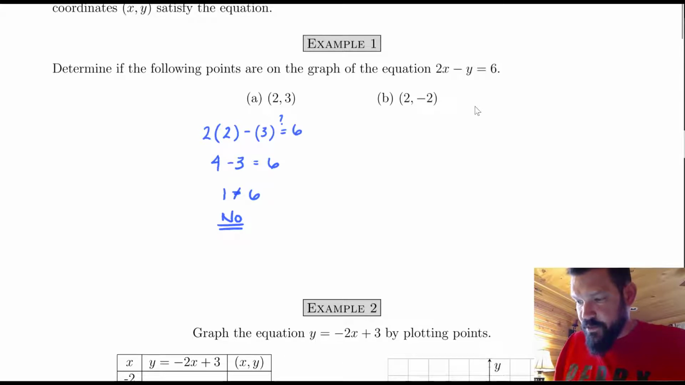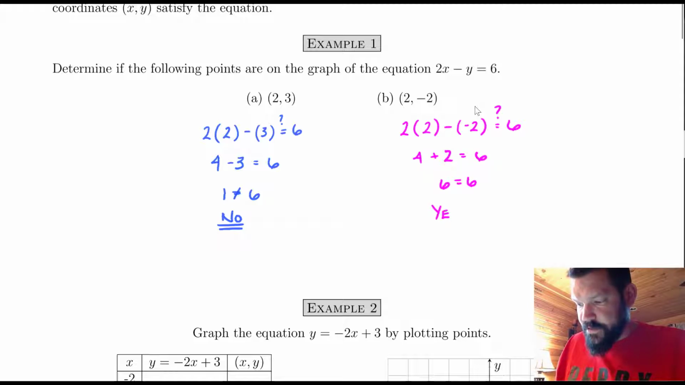Now if we check the second ordered pair, we do the same thing. We replace the x with 2, because that's our x value, minus negative 2, which is our y value. Does that equal 6? So we get 2 times 2 is 4. Minus negative 2 is the same as plus 2. 6 does in fact equal 6. So yes, the ordered pair 2, negative 2 is on the graph of the equation.